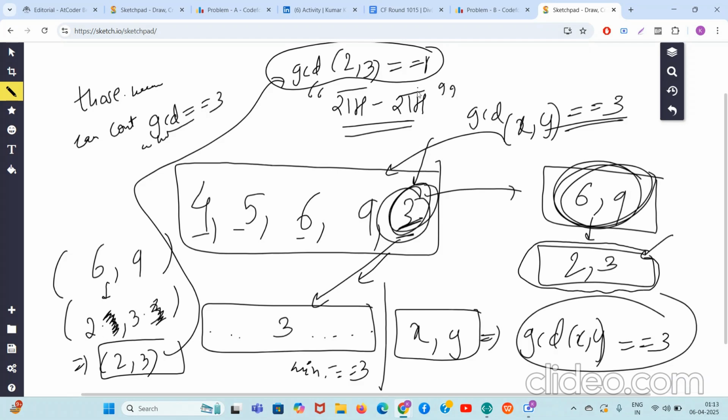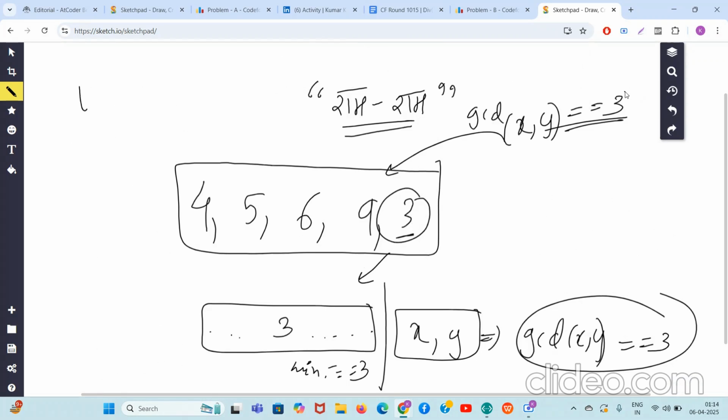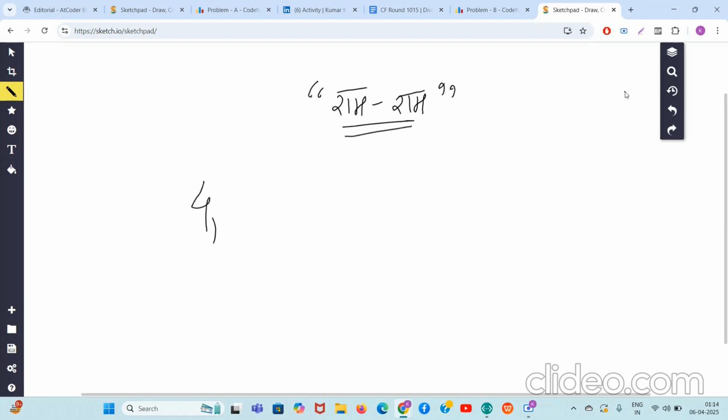So guys, if after dividing by 3, the remaining numbers' GCD is 1, it means yes, there is a pair whose GCD is equal to 3 in this given array. Like, I will give you multiple examples, and guys, you have to find out if it is possible or not, okay? Let's say I give you an array like this.